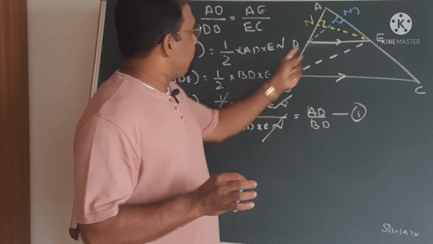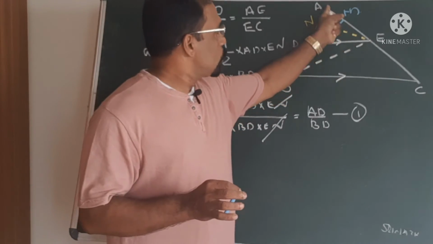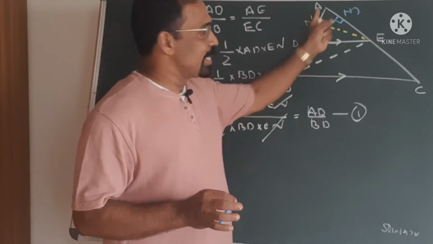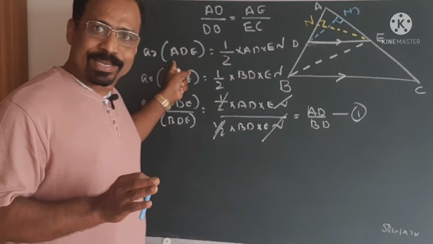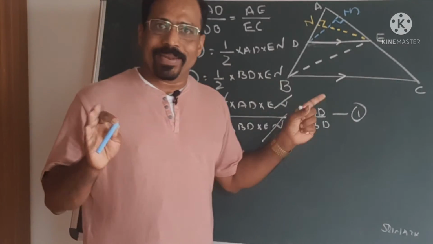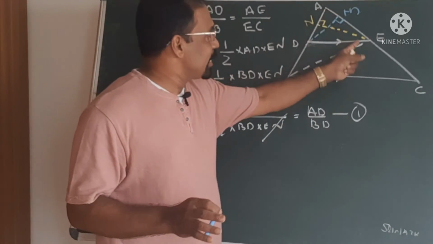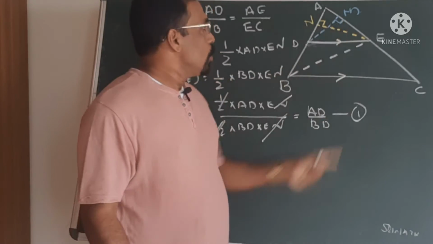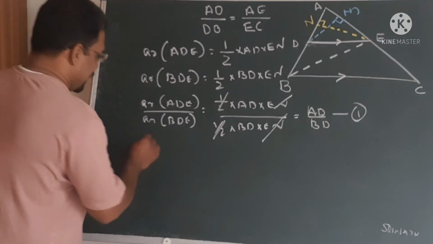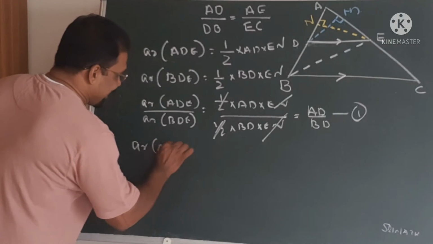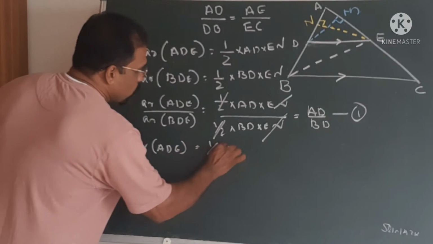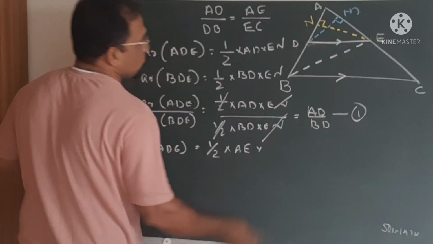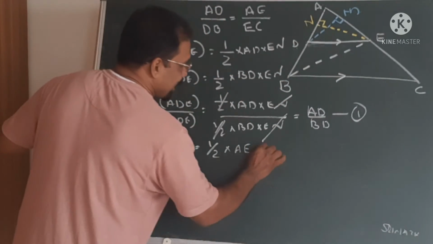Now let us draw a perpendicular DM to AE. So DM is perpendicular to AE. Now consider the first triangle. In the first case we have considered triangle ADE. Now again we will consider the same triangle, but here we are taking this side as the base and this is the perpendicular distance. So the area of triangle ADE is half into base. Base is AE into what is the perpendicular distance? DM.